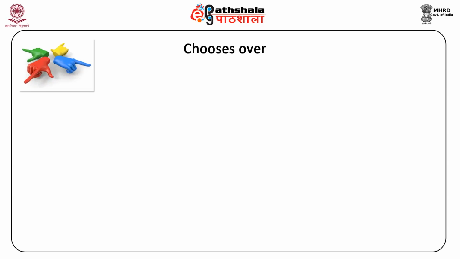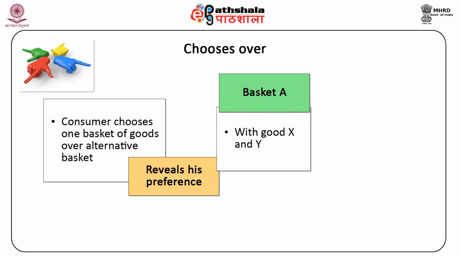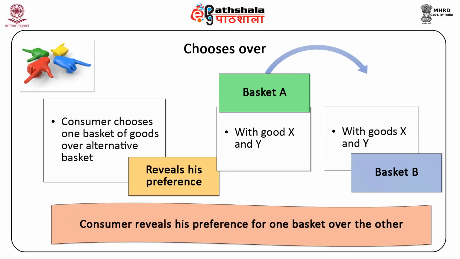Hence, the basic axiom of the revealed preference theory is that if a consumer chooses one basket of goods, given his budgetary constraints and the alternative baskets of goods of the same price, then he reveals his preference. For instance, if there are two baskets A and B comprising of two goods X and Y, and both are equally expensive to the consumer, then if a consumer chooses basket A over B, the consumer is said to reveal his preference for basket A.